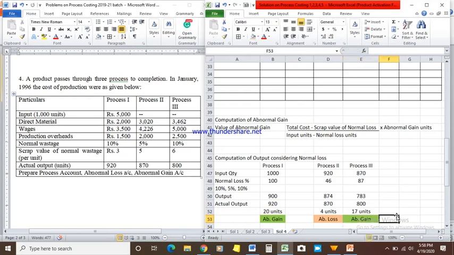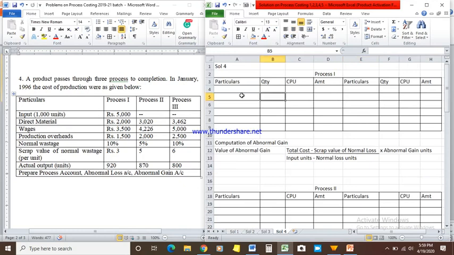Now having understood how many abnormal gain and abnormal loss units there are, we need to compute the value of these units. We are going to do that as a separate working note when we come to each of these process calculations. At this stage we understood that in the first process there is abnormal gain, in the second process there is abnormal loss, and in the third process again there is abnormal gain. We are supposed to prepare the process account, abnormal loss account and abnormal gain account. Okay, let's start one by one.